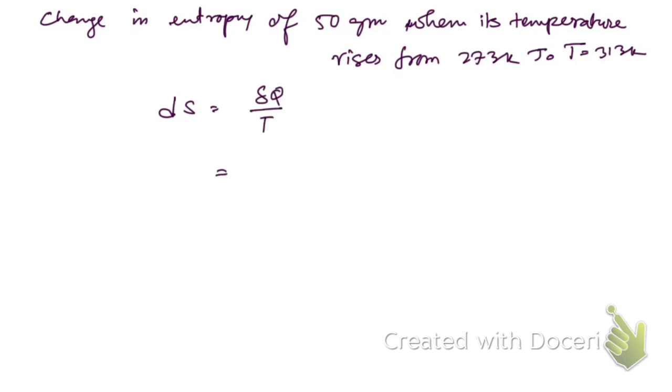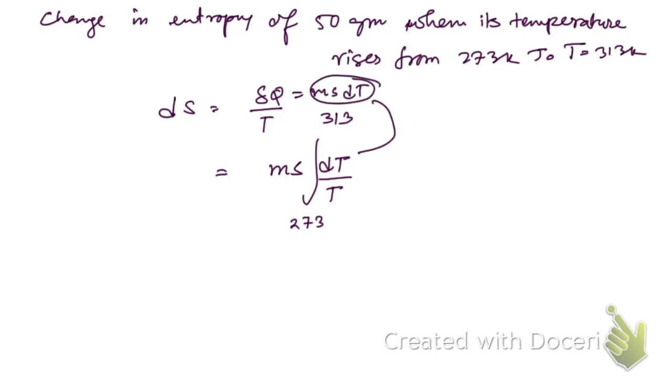So dQ is given by m s dT, integration from T1, that is 273 in this case, to the raised temperature 313, divided by T. This T is this one. And this dQ is nothing but m s dT, so it is replaced by this term, right? Hope you have understood this.